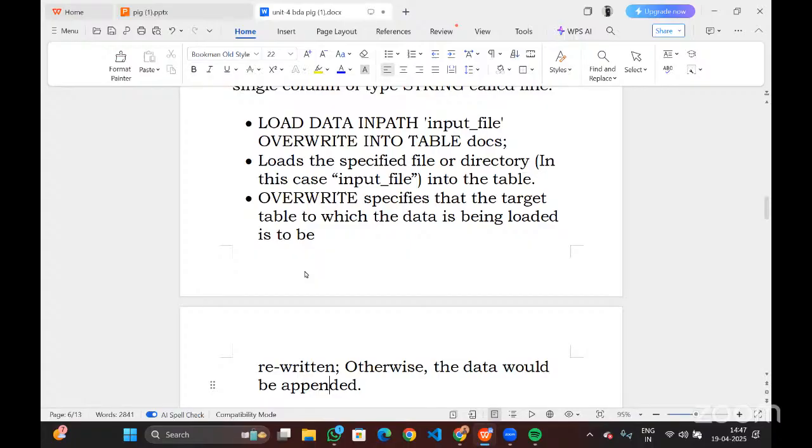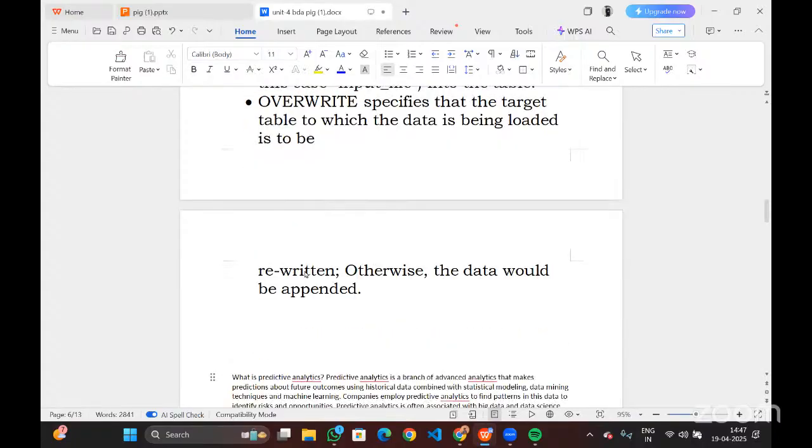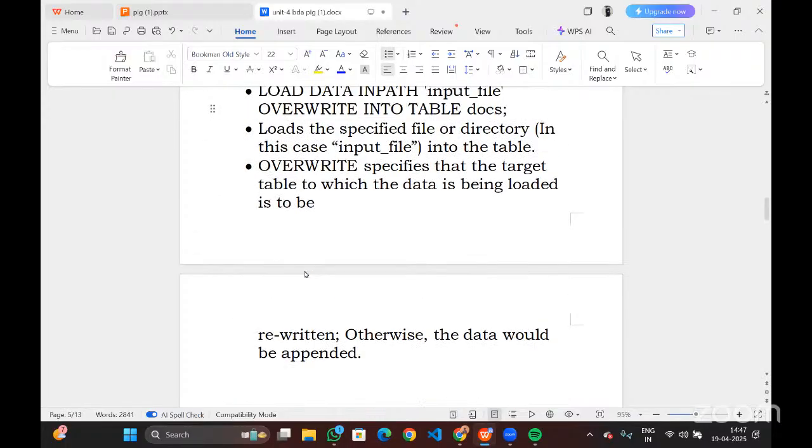Clear? Otherwise, if the table does not exist, what will it do? It will just append the data. So you're just going to do something like this. You're creating, overwriting, updating, or deleting that particular table. Clear? This is about HiveQL.